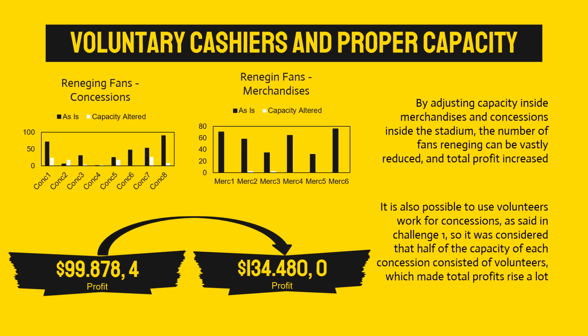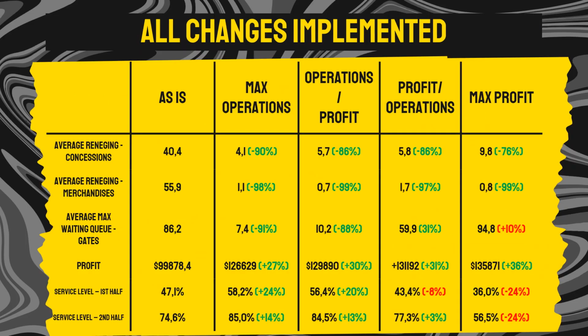Lastly, operations with volunteer cashiers on concessions were also tested, as well as adjusted capacity to handle all incoming orders in concessions and merchandises. It was considered, however, that only half of the cashiers in each concession would be volunteers, since their availability could be scarce in order to replace all cashiers. By doing both those things, reneging from servers inside the stadium took a massive decrease and profits skyrocketed, as shown on the slide. Finally, after implementing all changes in one model, 4 scenarios were analyzed.